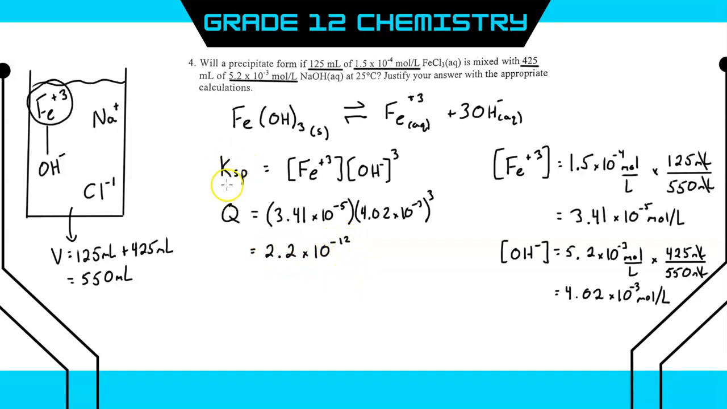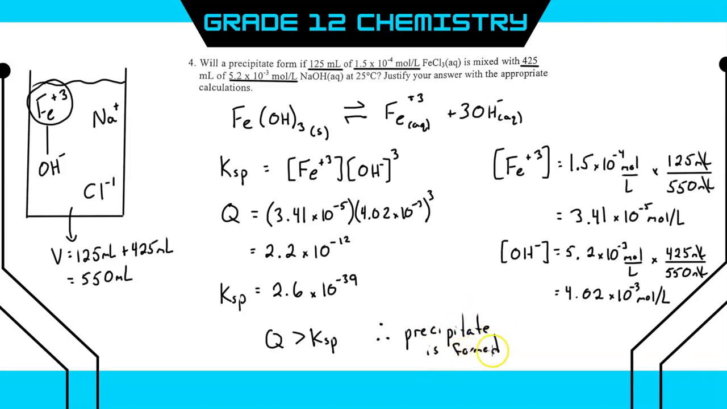Now, the solubility product constant for iron hydroxide, you can look up on a table, and KSP is actually 2.6 times 10 to the minus 39. Oh my goodness. That means Q is much, much bigger than KSP. And if Q is much, much bigger than KSP, our concentrations are way higher than they need to be to get a precipitate. Therefore, oh yeah, we are definitely getting a precipitate. So precipitate is formed.